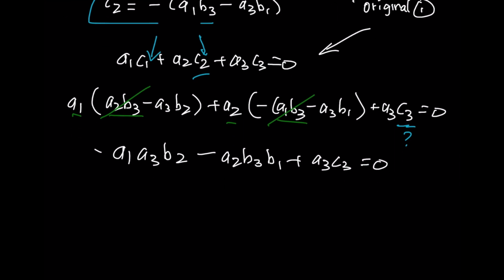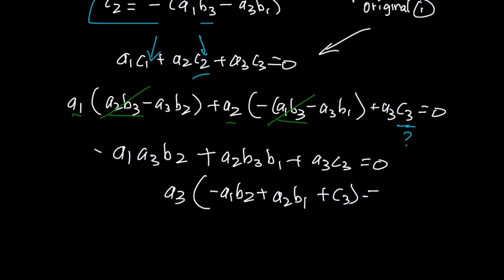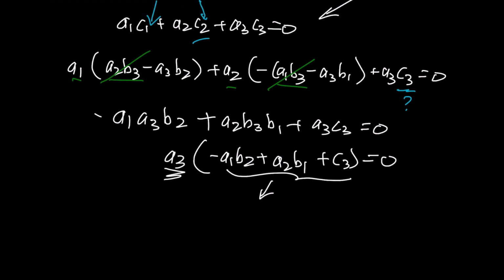If I were to factor out a common factor of A3, negative A1B2, I apologize, this term up here should be a positive. So what I will have is negative A1B2 plus A2B1 plus C3 is 0. There are two answers to this equation. Either this term is 0 or this entire term is 0. Again, there are infinitely many answers possible. So we will take C3 is equal to A1B2 minus A2B1.